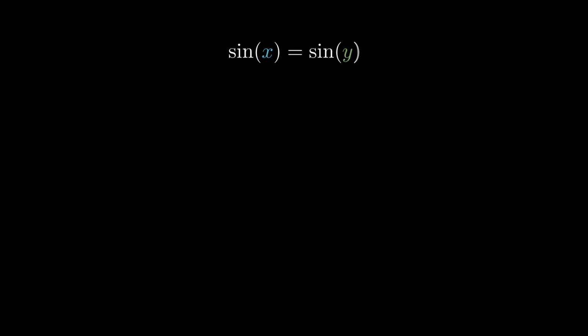Let's start off by finding the general formula for the equation sin x equals sin y. By seeing the equation, one obvious solution that comes to mind is x equals y. But since sine is periodic, which means it repeats after certain intervals, we can have many solutions.